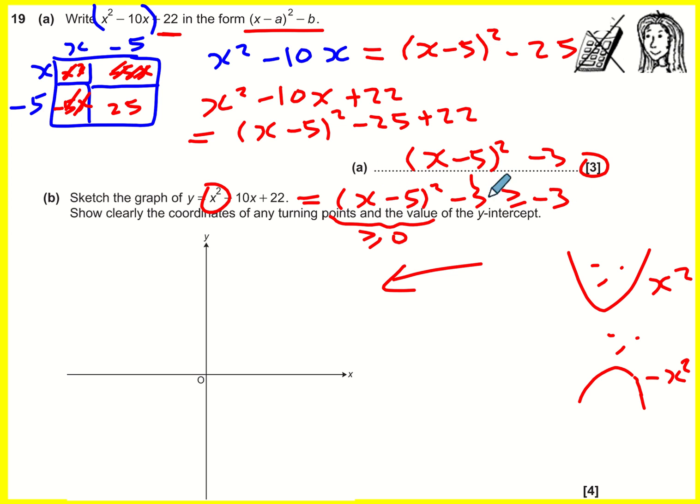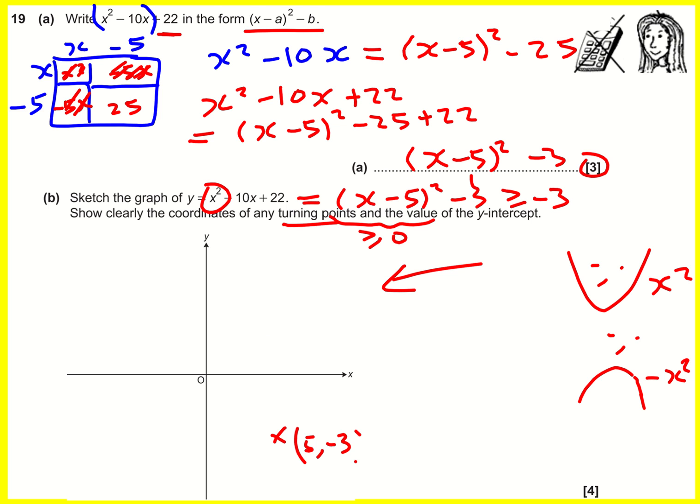When does that minimum point occur? It's going to be when this is the smallest it can be. It's going to be when it's 0. And it's going to be when x is 5. It's the thing that makes this bracket 0. So the turning point is 5, minus 3, which I'm going to put down here. So completing the square allows us to get that turning point.